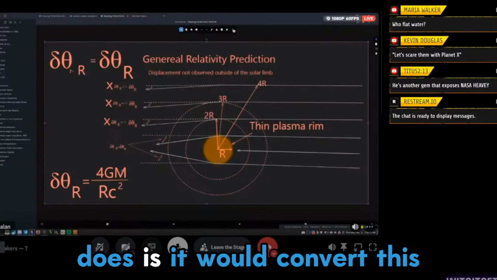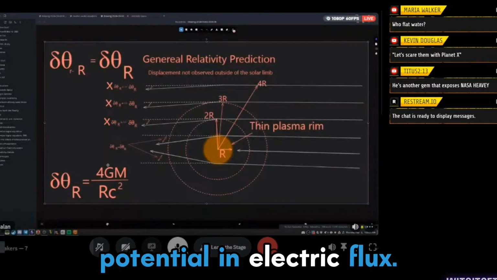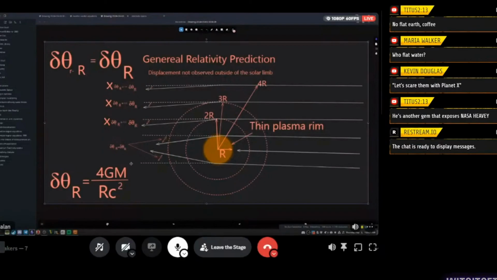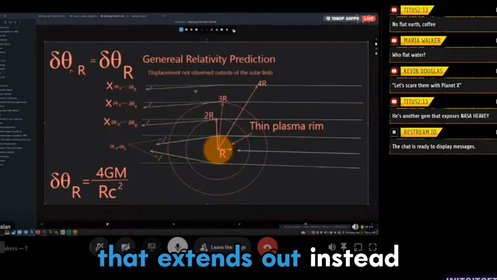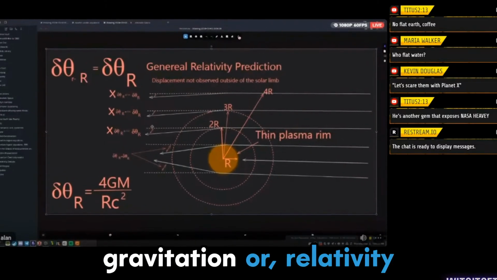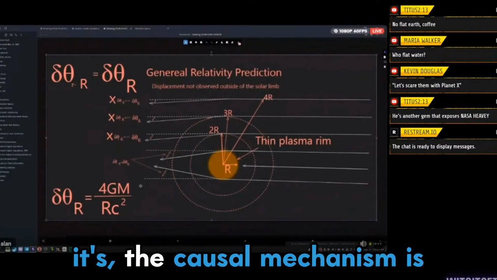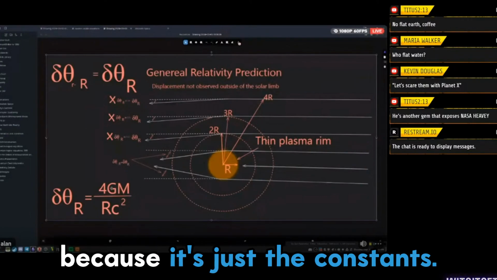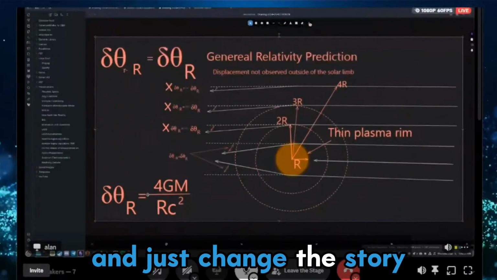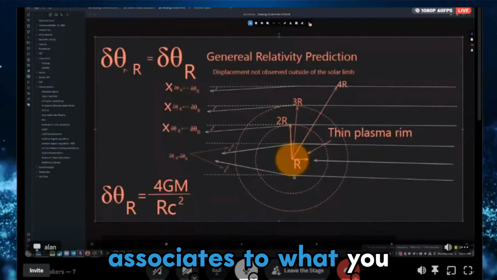And what a Gaussian surface does is it would convert this M and this G into charge potential and electric flux, and equidistantly distribute that radially outwards, right? So it's giving you an electric field gradient that extends out instead of the gravitational field. So for any observation where they say, oh, this is exclusive to gravitation or relativity theory because XYZ, if that observation does exist, the causal mechanism is completely unsubstantiated, because it's just the constants. You could replace nothing from the relativity theory and just change the story about what you conceptualize the R value as, or how that associates to what you think the thing in the sky is.